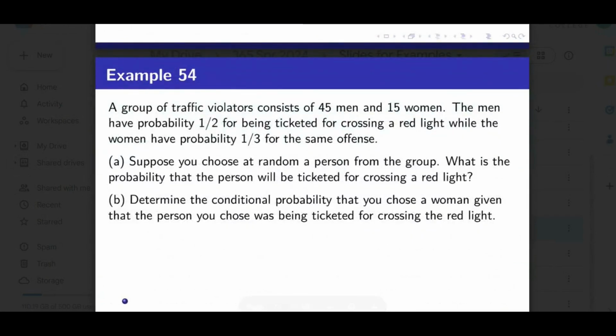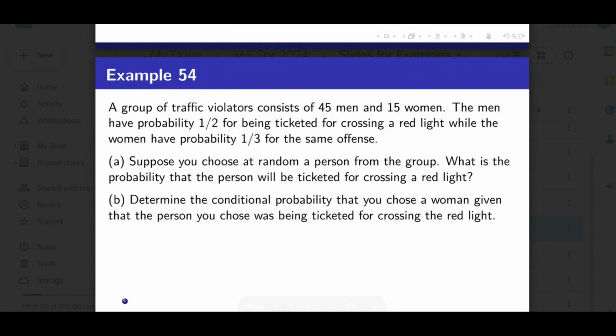A group of traffic violators consists of 45 men and 15 women. The men have probability 1/2 of being ticketed for crossing a red light. Women have a probability of 1/3 for the same offense. Suppose you choose someone at random, what's the probability the person will be ticketed for crossing a red light? And then determine the conditional probability that you chose a woman given that the person you chose was being ticketed for crossing the red light.